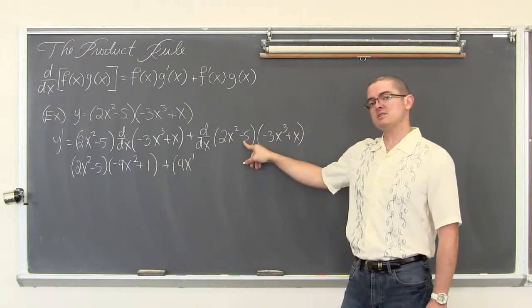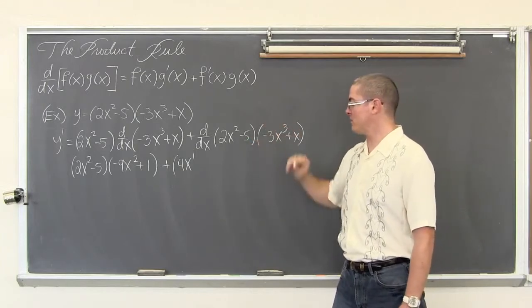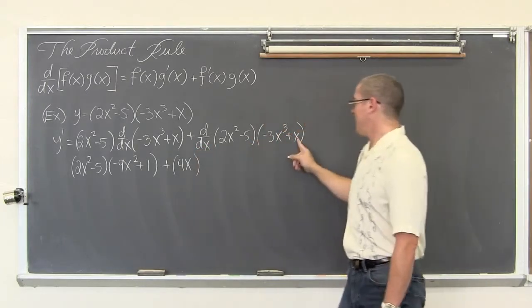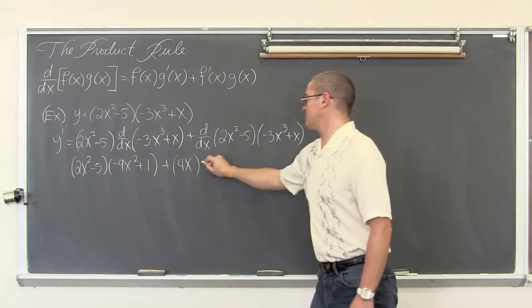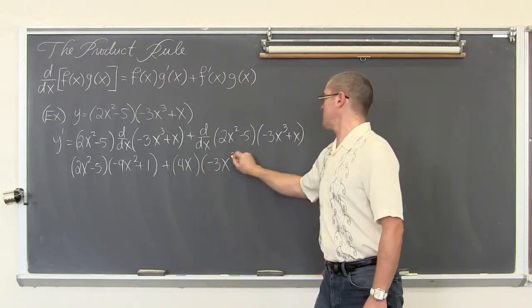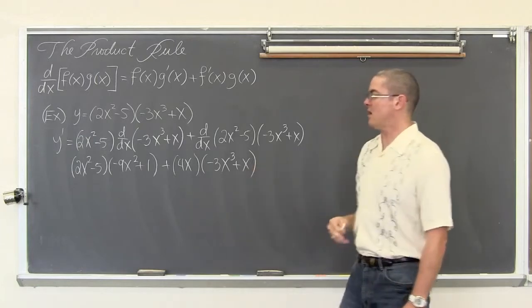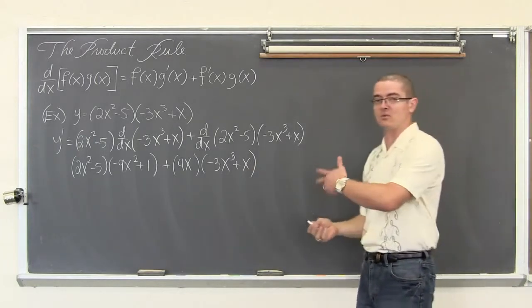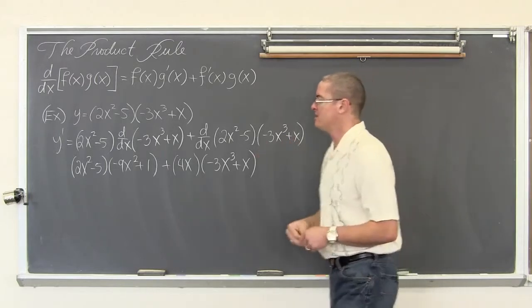The derivative of a constant is 0, so we don't need to write that because we're just adding 0, and I don't need to write an exponent of 1. And times the second factor, so negative 3x cubed plus x. So now all I have to do is FOIL all this out, or distribute all this out, and simplify until I get my answer.